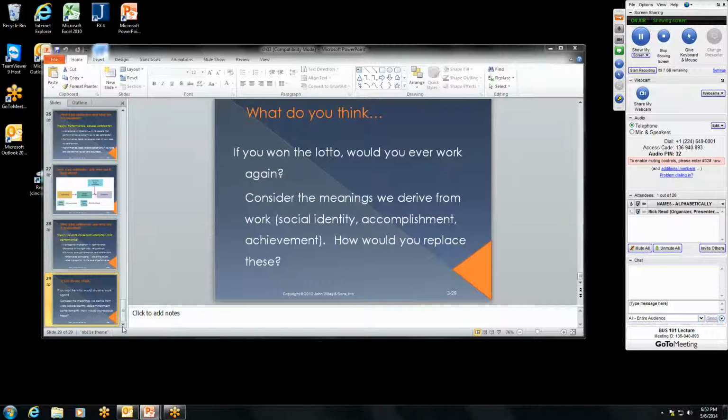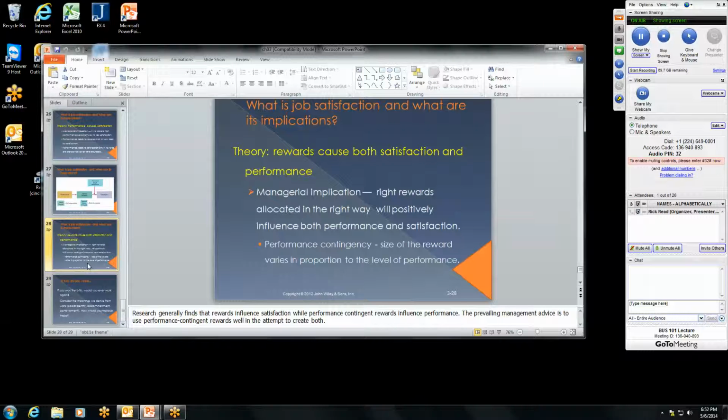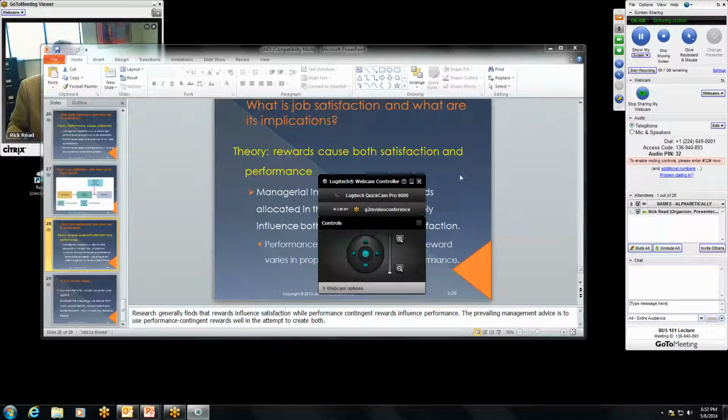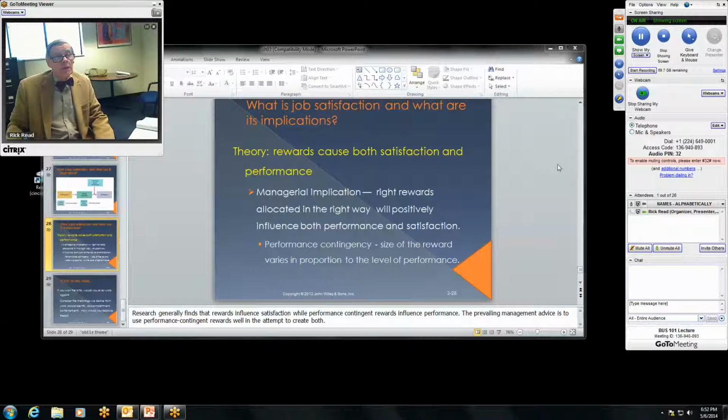This is our last slide here. I'd like to go back to this slide. We have to think about this. And the thinking is right rewards allocated properly will lead to both performance and job satisfaction. I really have a hard time with that, and always have had a hard time with that. I'm not trying to influence you, but I want you to think through that process and think if you agree or don't agree with it. The contingency here is size of reward varies in proportion to the level of the performance. So we have to think about that.